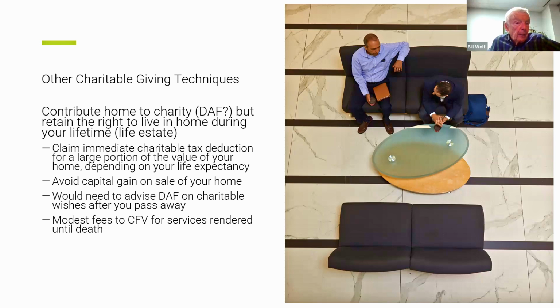You avoid the capital gain on the sale of the home. Of course, you probably would have avoided that anyway if you left it at death because of the step up in basis rule. So that may not be that exciting, but you do get the charitable benefit. And I'm just impressed that the California Community Foundation will accept that asset, your home, even though you're going to live in it for the rest of your life. So that's kind of impressive that they will deal with that type of asset when they can't just turn around and sell it.